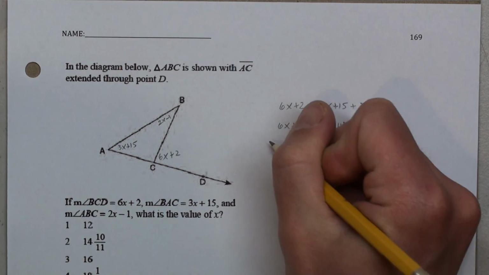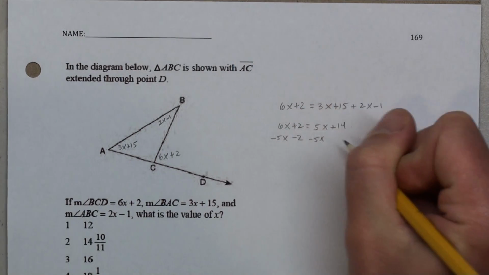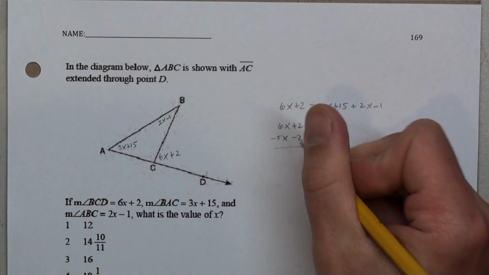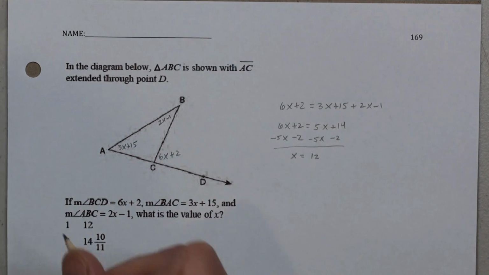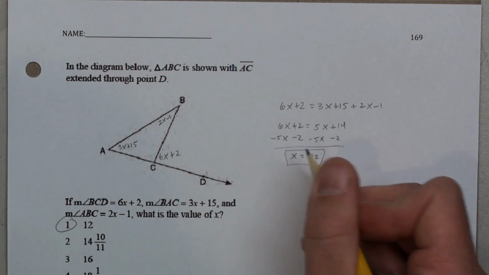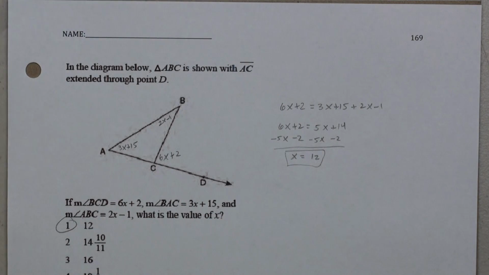So I'm going to subtract 5x from both sides, and at the same time I'm going to subtract 2 from both sides. So I get x equals 12. That's my answer, 12. Okay?